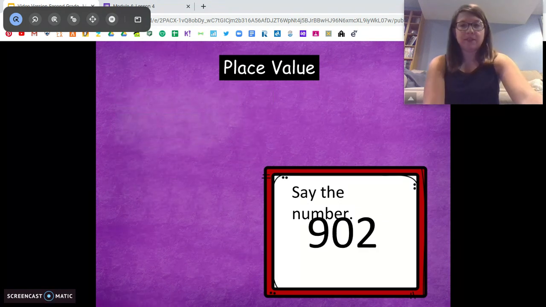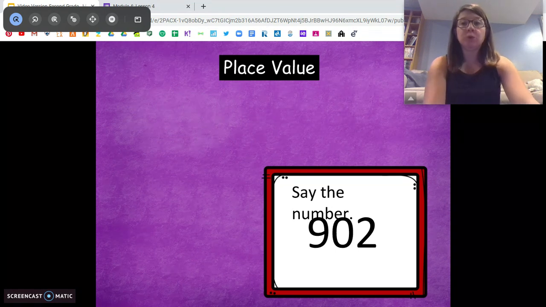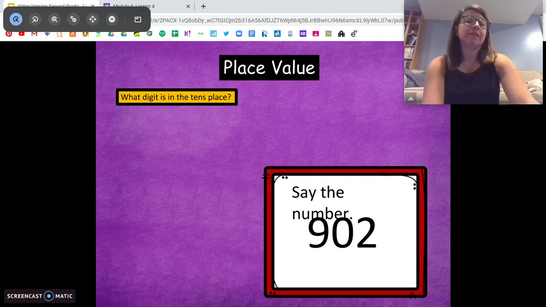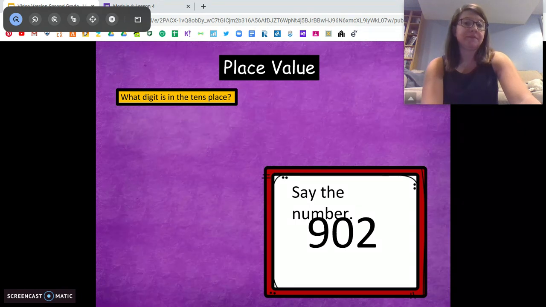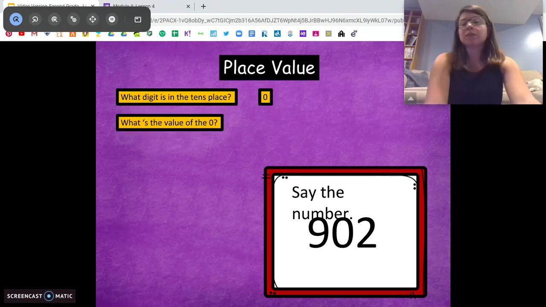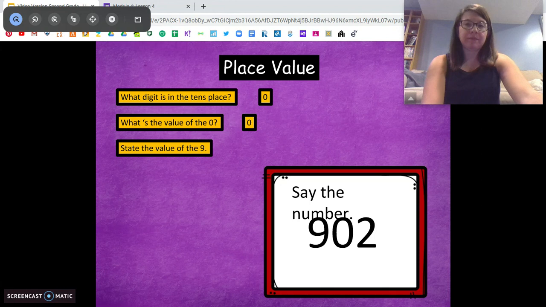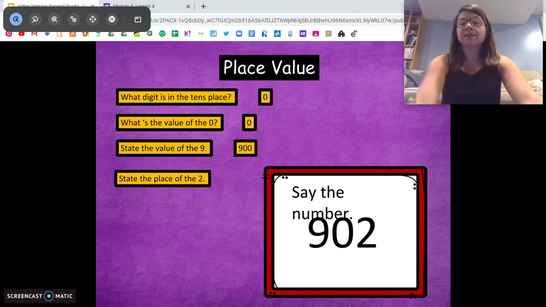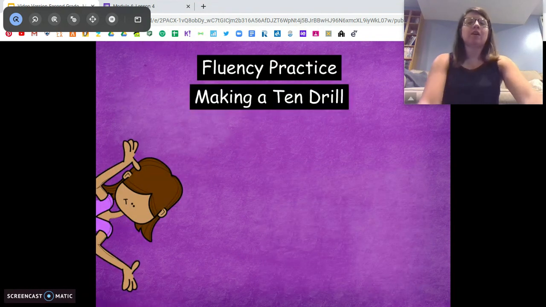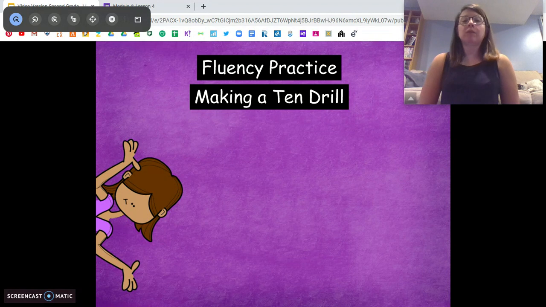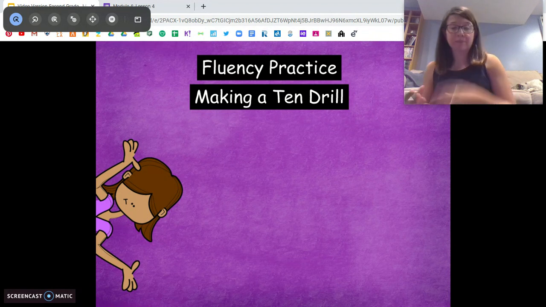All right. What number is this? 902. Awesome. What digit is in the tens place? 0. Yeah. What's the value of the 0? 0, right? Good. What's the value of the 9? 900. Awesome. And what's the place of the 2? 1's. Awesome work.